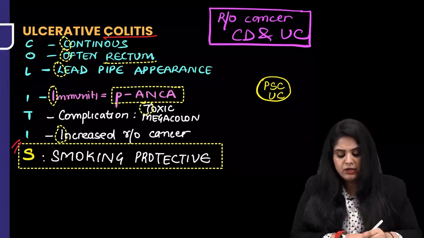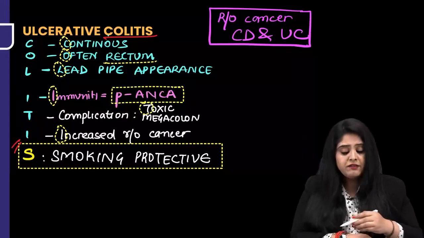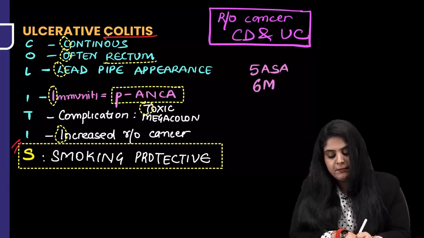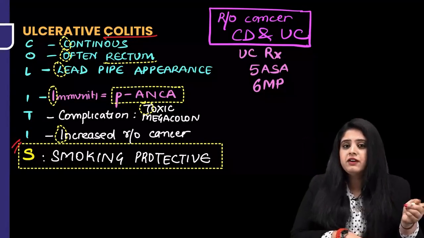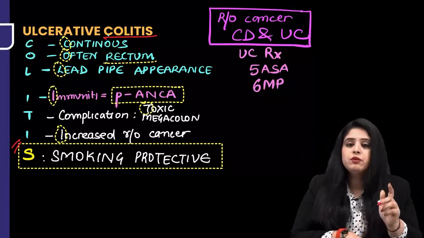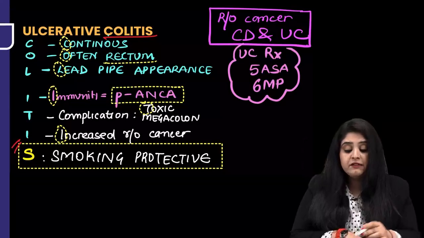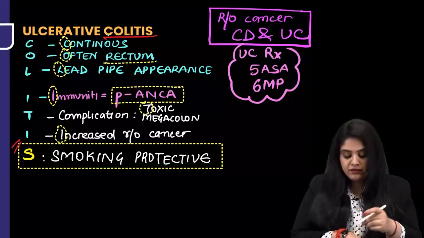Now tell me the treatment also. What is the treatment of ulcerative colitis that you have? The treatment of ulcerative colitis is going to be 5-amino-salicylic acid and 6-MP. That is the treatment that you have for ulcerative colitis. What was the treatment for Crohn's disease? The TNF-alpha one, infliximab. Here you have 5-amino-salicylic acid and 6-mercaptopurine, that is 6-MP. That is the treatment that we use for UC with smoking having a protective action. Done with this? Yes. Can we move forward?